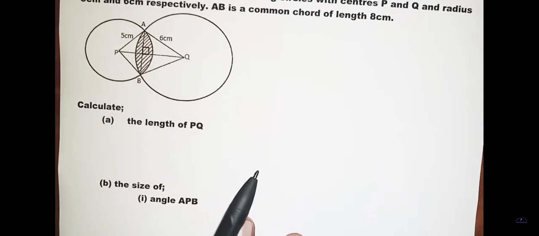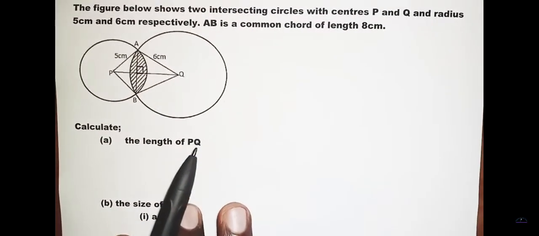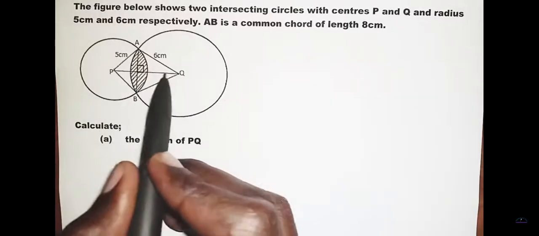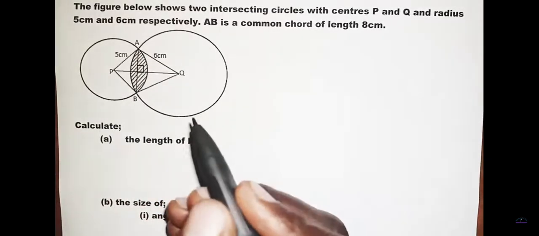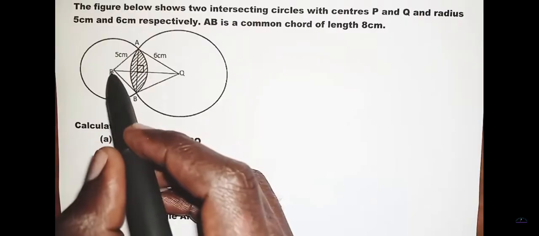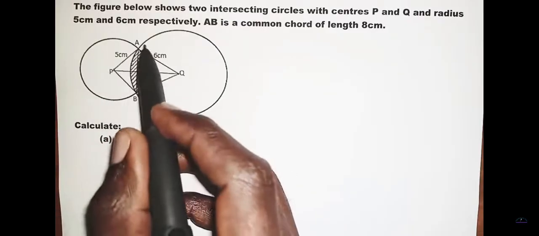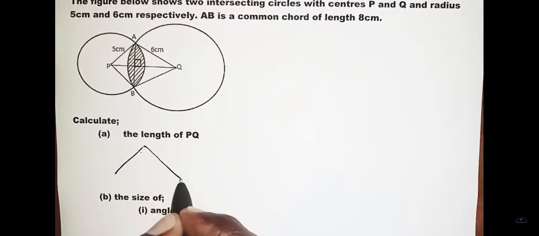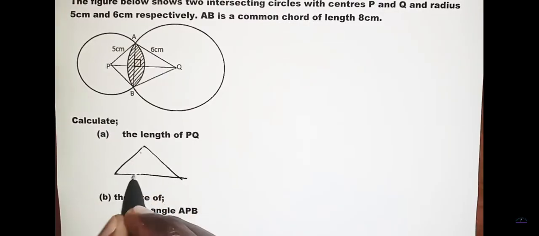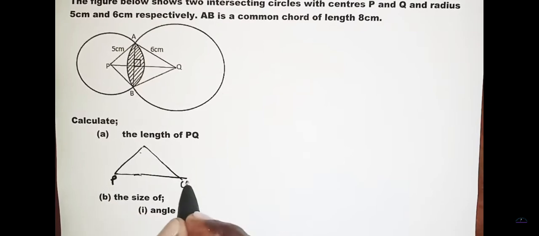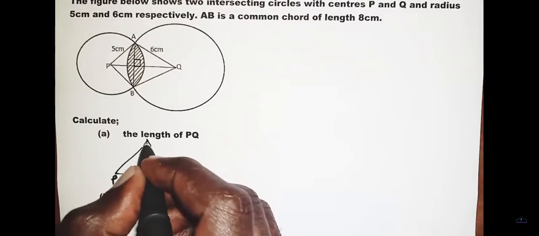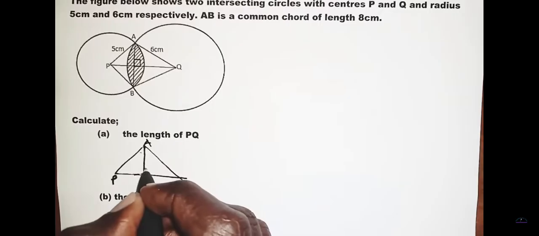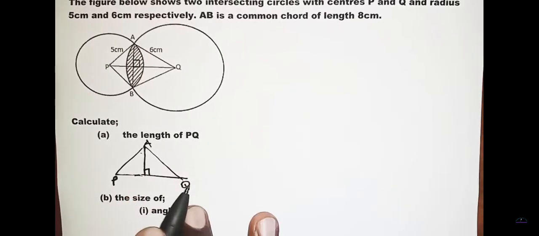So to begin with the first part, the length of PQ. In order to get PQ, we are going to extract triangle PAQ, this one right here. So we have it right here. So here is P, here is Q, here is A. And then we have this height.